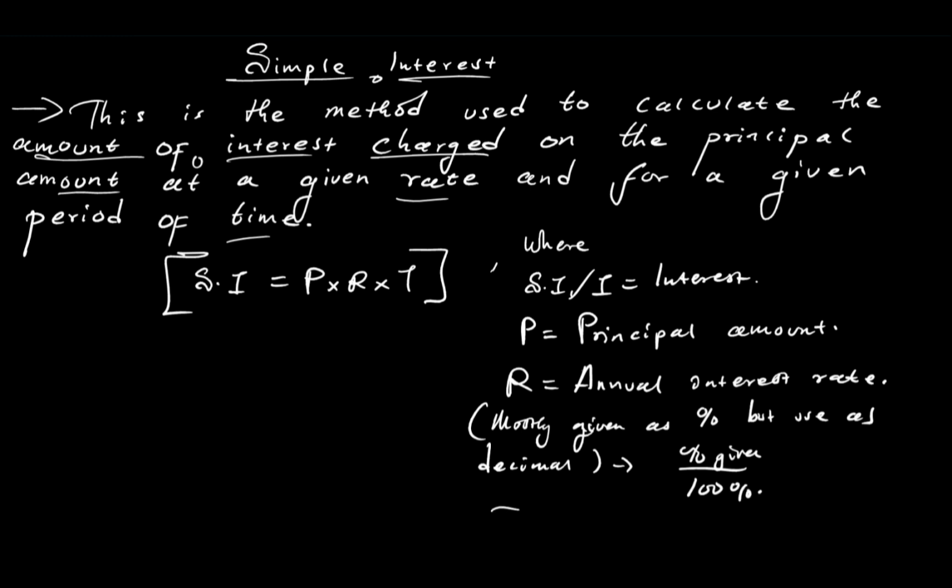Then basically, we now also have what is called the time. The time is basically just the duration, which is mostly given in years. So it could be years, depending on the type of questions that you are being phrased with. So this is basically how you go about understanding simple interest.